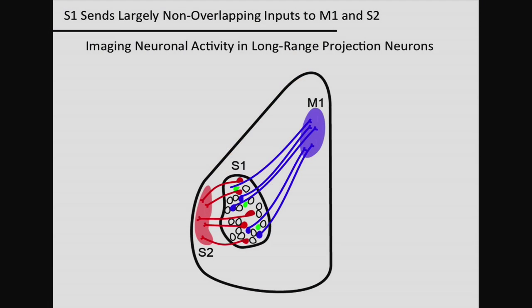If you look on a more fine-scale level, what you see is that the neurons that project from S1 to M1 or from S1 to S2 make up generally non-overlapping populations. And what I've been doing is imaging the activity of these defined sets of long-range projection neurons.